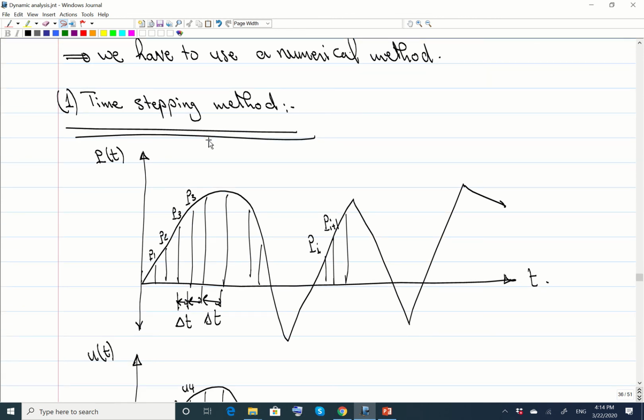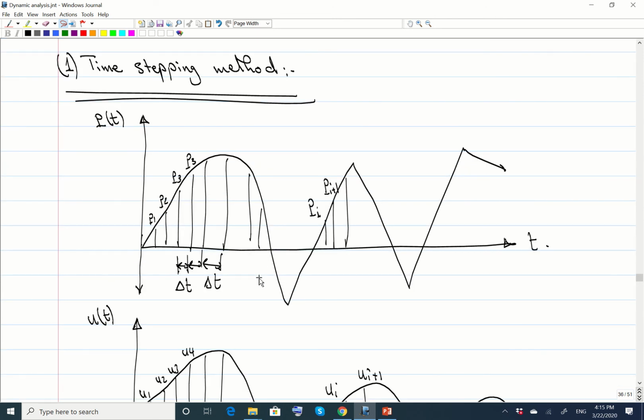The first one is called the time stepping method. The time stepping method depends on those solutions that we found for a linear force, for a constant force, and for initial conditions of initial velocity and initial displacement. So let's see how the time stepping method works. We're going to derive it here, and then all you need to do is use the final formulas that we find to apply time stepping as a numerical method.